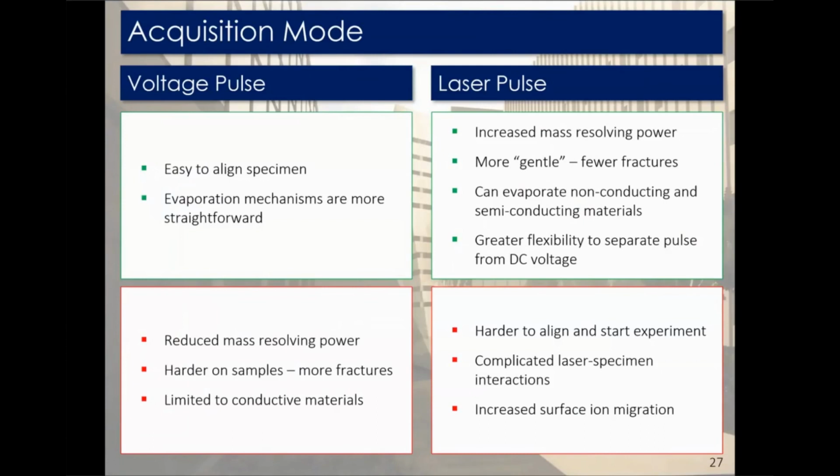It's a lot easier to align the specimen. First of all, you basically only have to align the specimen with the local electrode aperture. Also, the evaporation mechanisms are very straightforward. They're much more understood than the schematics I was just showing on the previous slide.